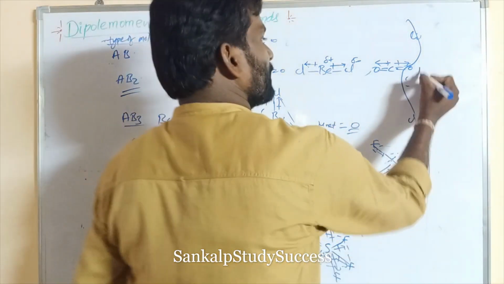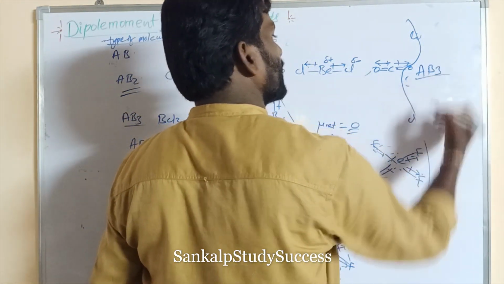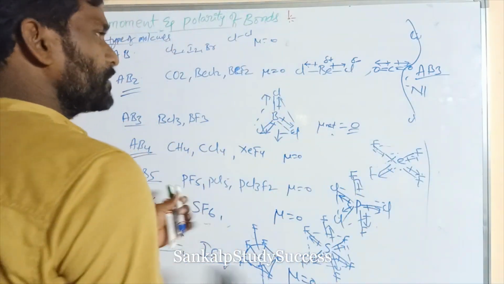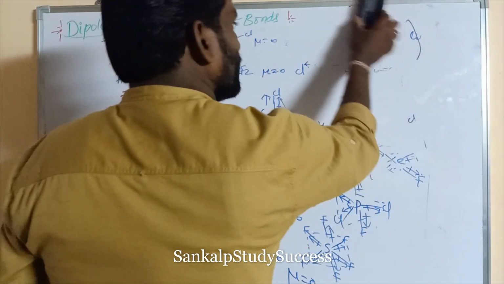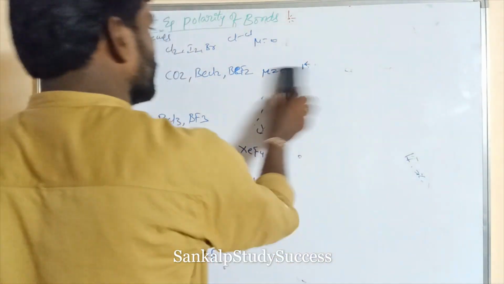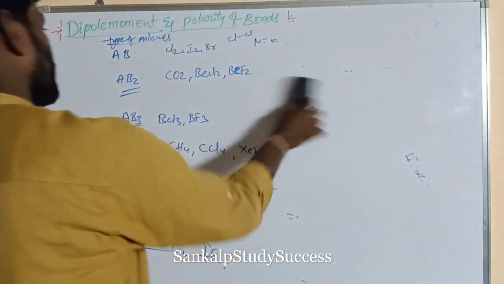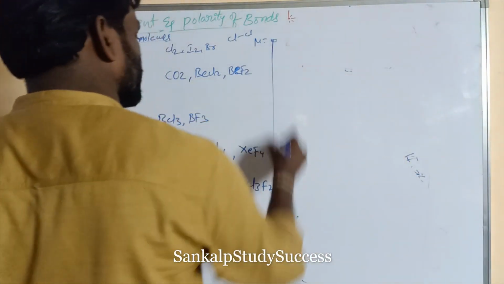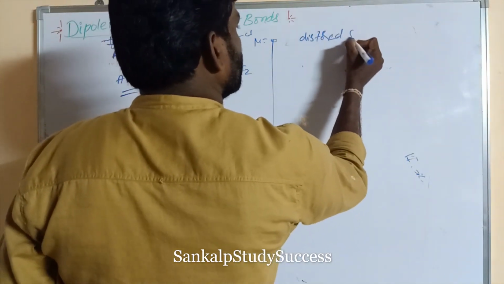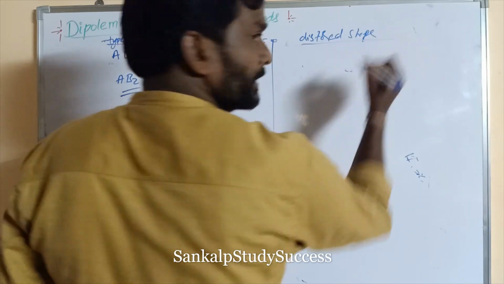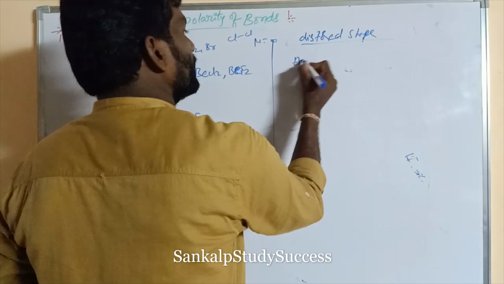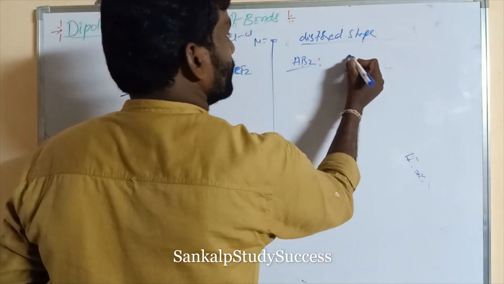And now we go to AB3 type molecules, like NH3. So now we will discuss distorted shape molecules. Previously we discussed regular shapes. Now we will discuss distorted shapes. Right, dipole moment of distorted shape molecules. AB2 is over. What is its example? H2O.